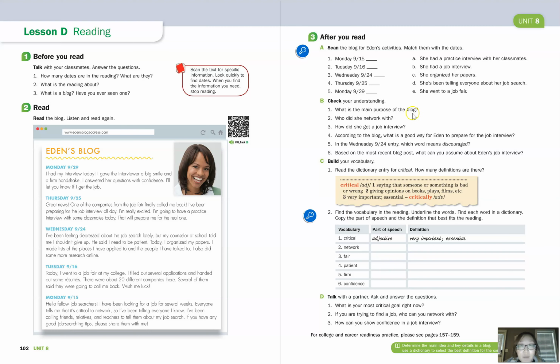Okay, so I also restated the question. I said the main purpose of the blog, and that's called restating, is to record or journal her job search process. Okay, so I did the first one with you. So I want you to take some time to finish this exercise and remember to make complete sentences. Okay, so pause the video and continue when you're finished.